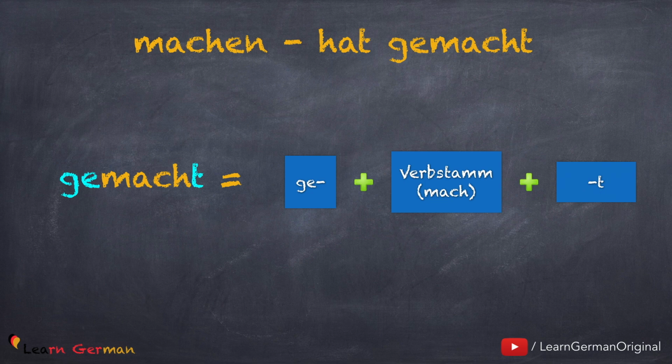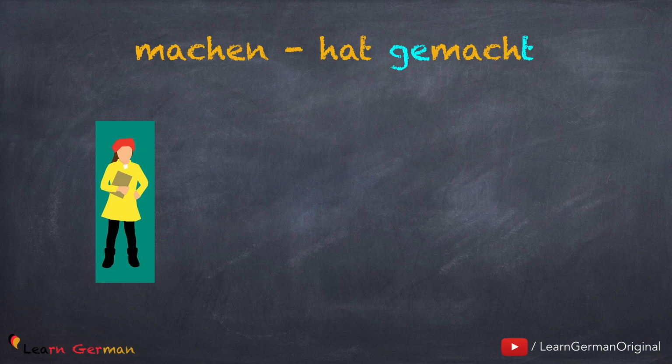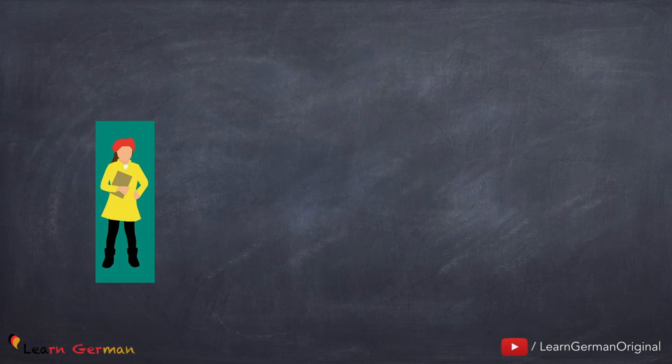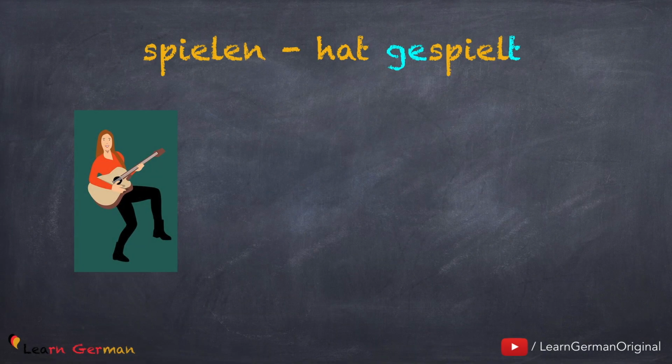Hence, gemacht. Do not forget that whenever you are learning the Partizip II of a verb, you have to learn the Hilfsverb along with it. It's either hat or ist. Here's an example. Machen hat gemacht. Ich habe die Hausaufgabe gemacht. Here are some more examples with regular verbs. Spielen hat gespielt.